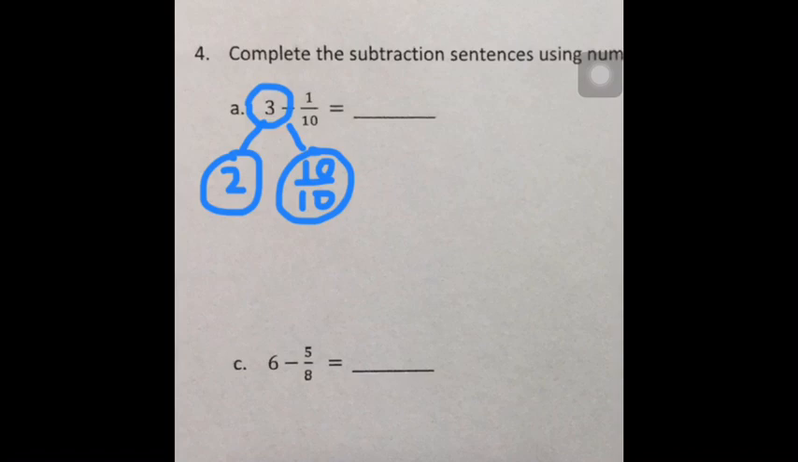So 3 minus 1/10, I know that I would have 2 left over plus 9/10, because I would take 1/10 from this 10/10, from this whole. That would leave me with 9/10. So remember, what you want to do here is take 1 whole away from the 3, which leaves us with 2, and then take that whole you borrowed and make a whole in fractional form, 10/10. Then your answer has the 2 as your whole number, and then whatever you would have left, 10/10 minus 1/10, which is 9/10.